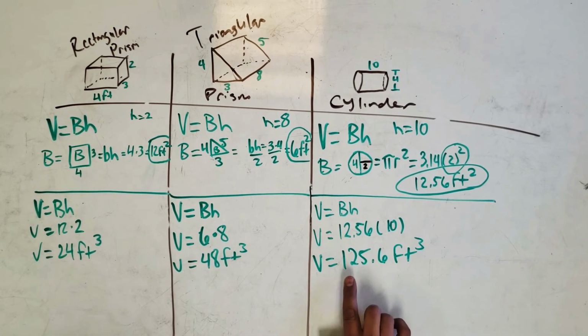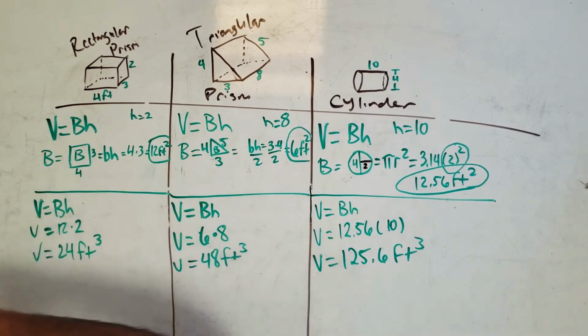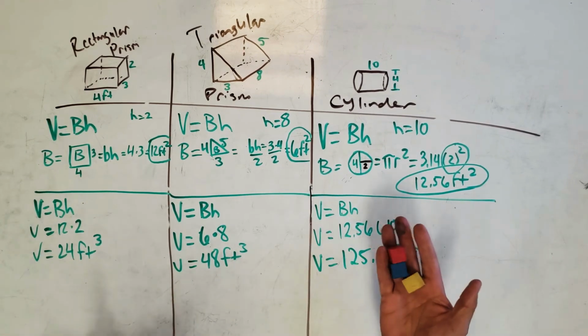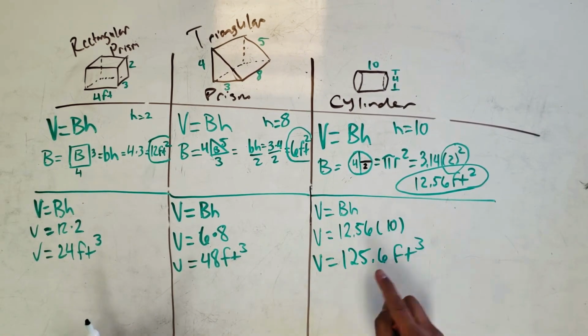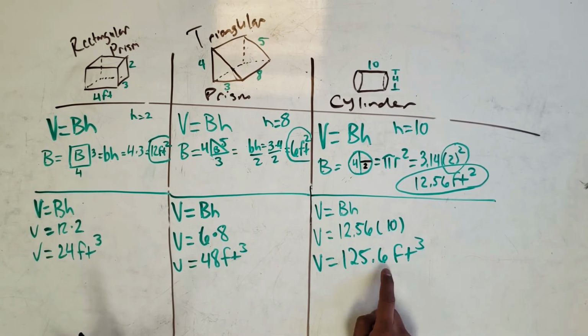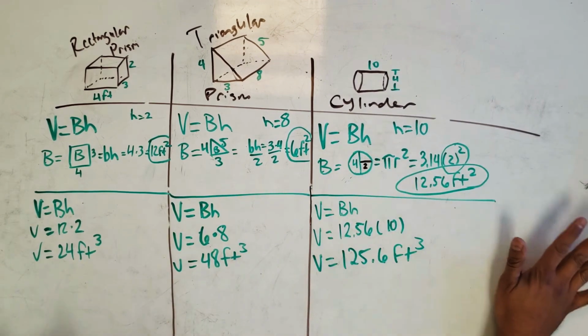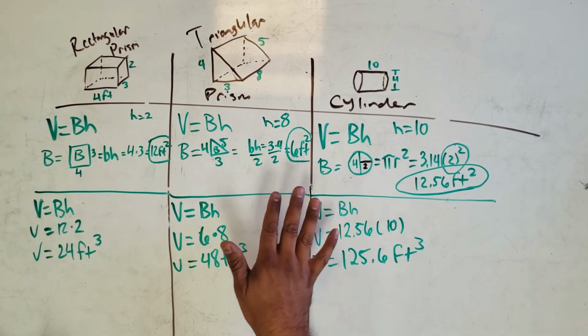So now I know the volume of this one. So again, in this cylinder, we're going to squeeze 125 and then a part of one. The 0.6 is going to be a piece of one. All right, so this is all review. You should all know how to do all of this.